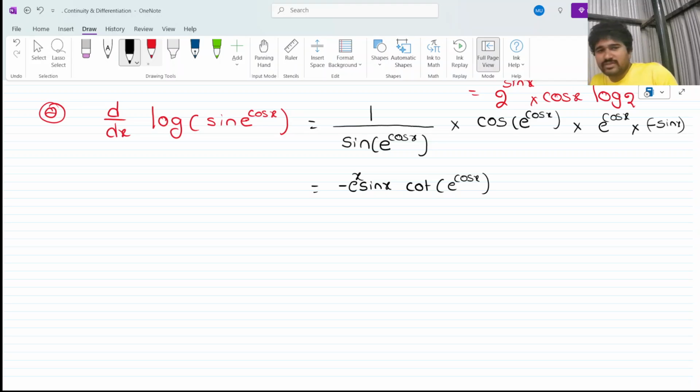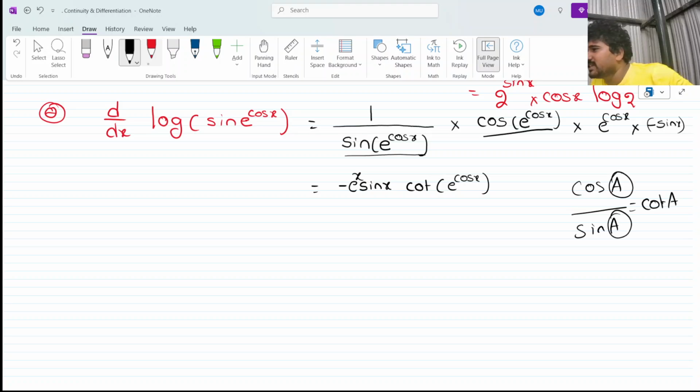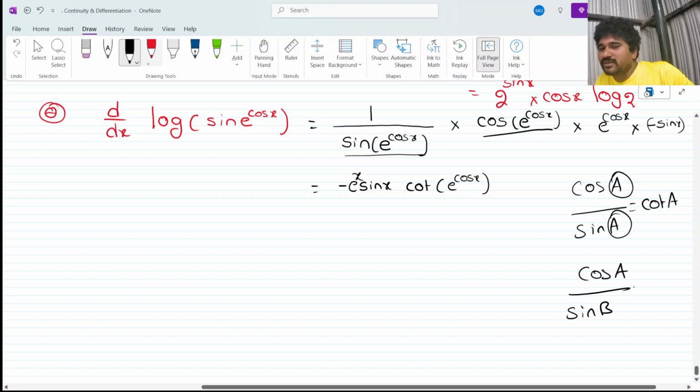How cot? Observe carefully. Cos of this, sin of this, both are the same, right? What about cos by sin? Cot. Cos by sin. For example, cos A divided by sin A, what will you write it as? Cot A. Here whatever is there on top and bottom is the same. Then you can write it so. Suppose it is like this, cos A by sin B, will you write it as cot AB? That's wrong.